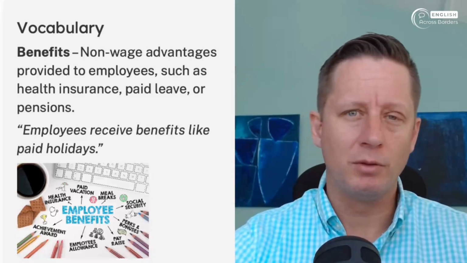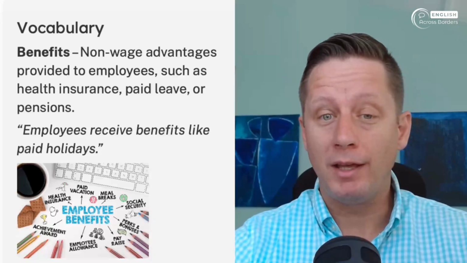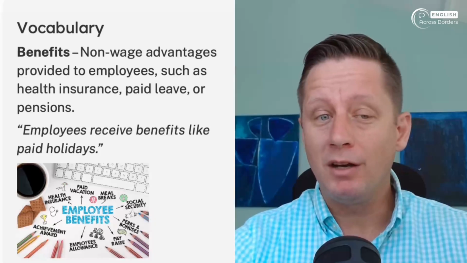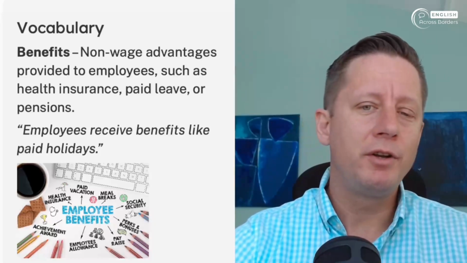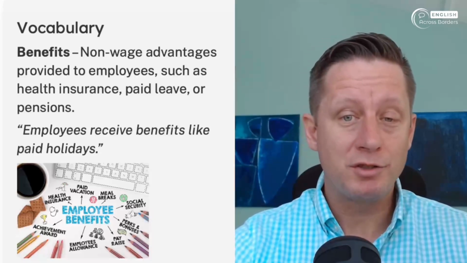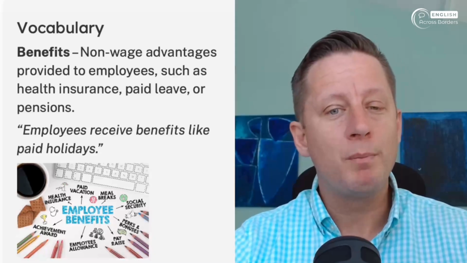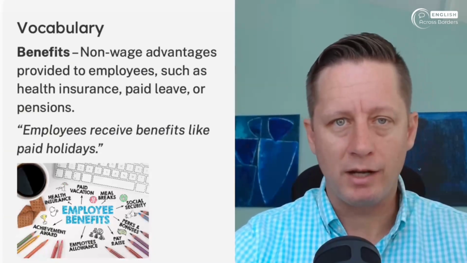Let's look at this story. A worker compares contracts. Job A offers higher salary, but no benefits. Job B offers health insurance, holidays, and pension. The lawyer explains those are employment benefits. Contractors usually do not get them. Benefits are one of the biggest differences between employees and contractors.